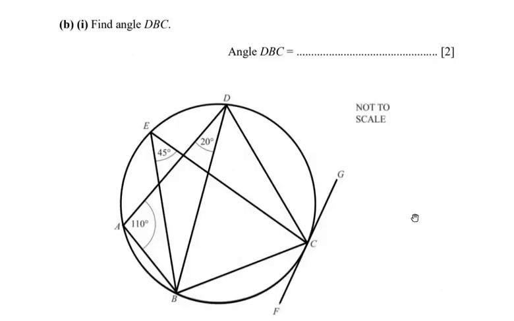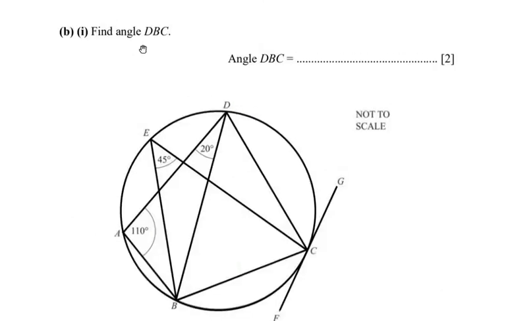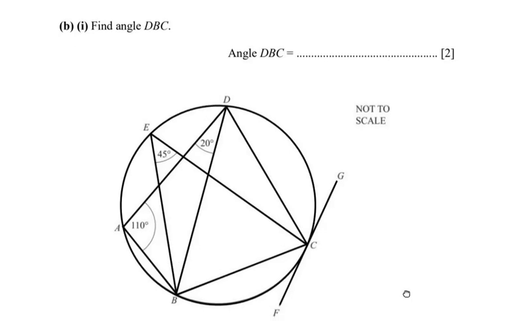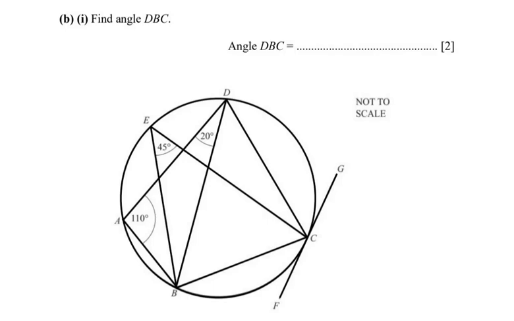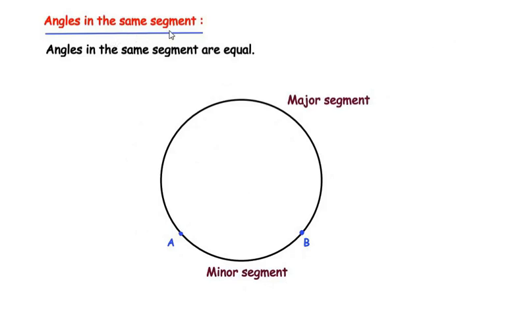Now the second sub question is find angle DBC. So here we have referred to the figure for easy reference. Here we need to find out this angle, that is angle DBC. For this we have to make use of another circle theorem, which is angles in the same segment. It states that angles in the same segment are equal.